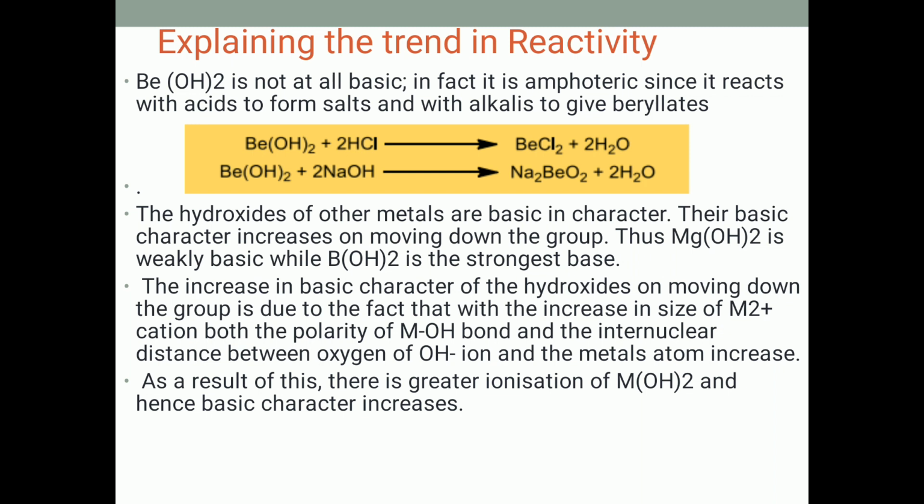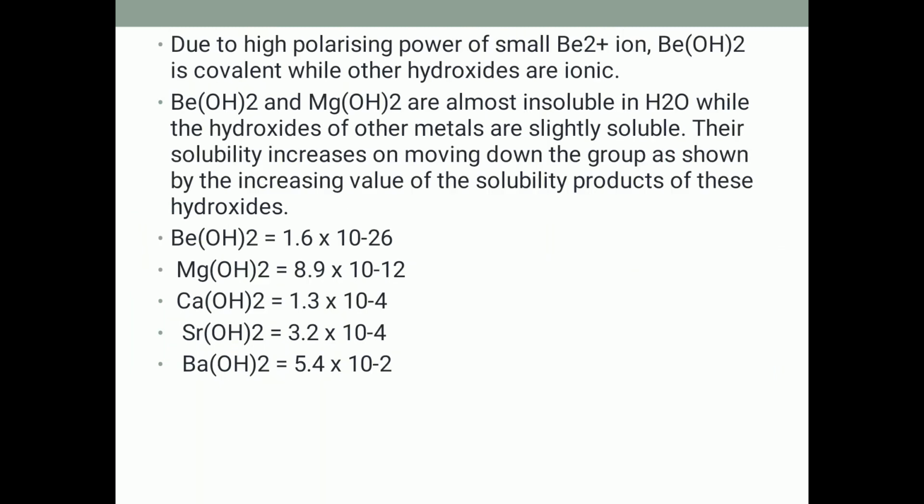The increase in basic character of hydroxides on moving down the group is due to the fact that with the increase in size of the metal cation, both the polarity of the metal-hydroxide bond and the internuclear distance between the oxygen of the OH- ion and the metal atom increase. As a result of this, there is greater ionization of the hydroxide and hence basic character increases. Due to the high polarizing power of the small beryllium ion, beryllium hydroxide is covalent while other hydroxides are ionic.